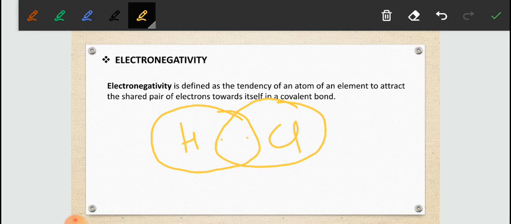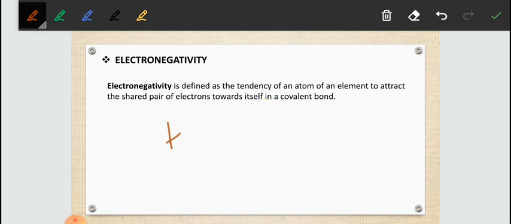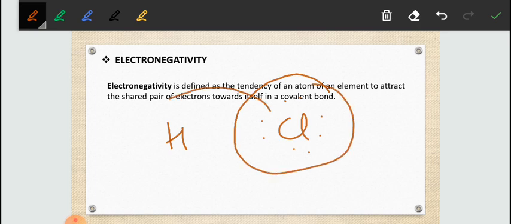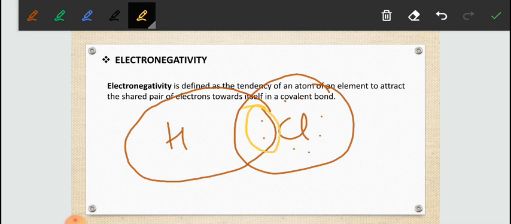But what is happening here, in this bonding you can see hydrogen is sitting at a far distance from the shared pair of electrons. The shared pair of electrons is more attracted towards the chlorine. As you can see here, they are more towards the chlorine.